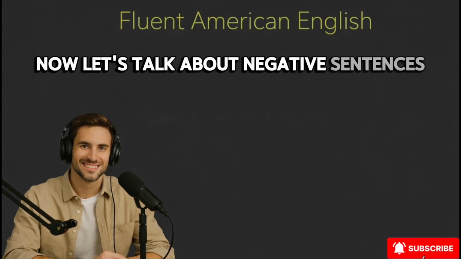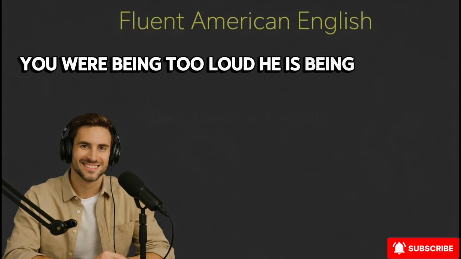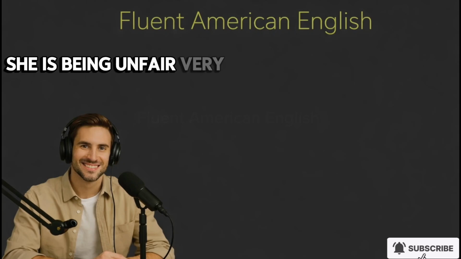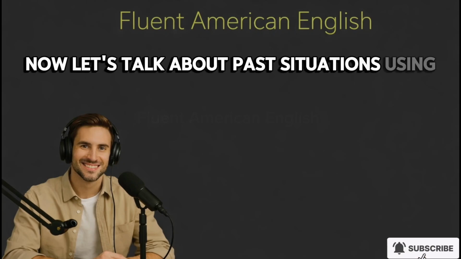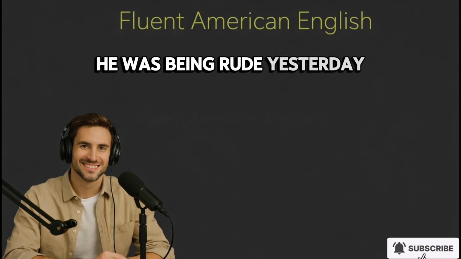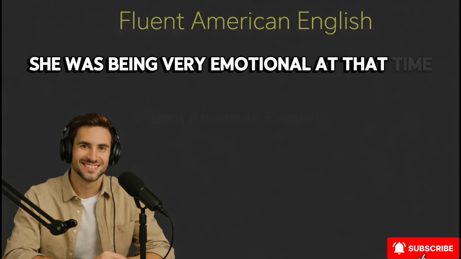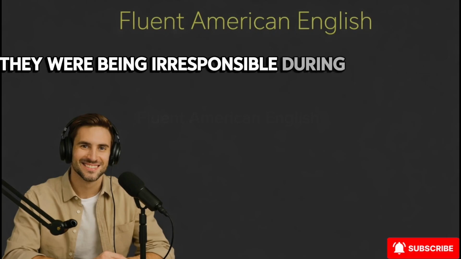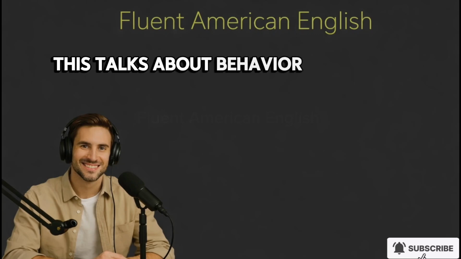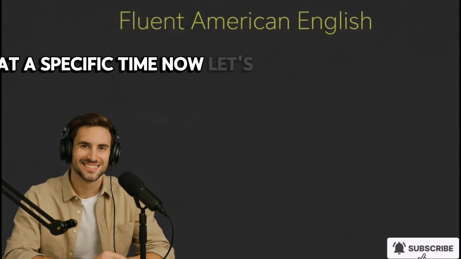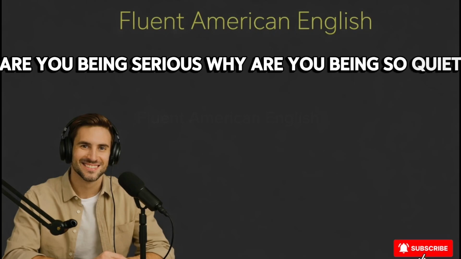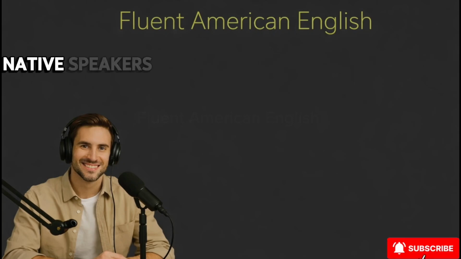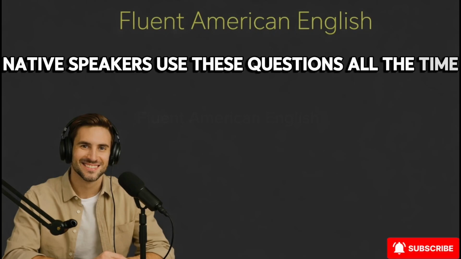Now let's talk about negative sentences. You are being too loud. He is being careless. She is being unfair. Very common spoken English. Now let's talk about past situations using being. He was being rude yesterday. She was being very emotional at that time. They were being irresponsible during the project. This talks about behavior in the past at a specific time. Now let's talk about questions. Are you being serious? Why are you being so quiet? Was he being honest with you? Native speakers use these questions all the time.